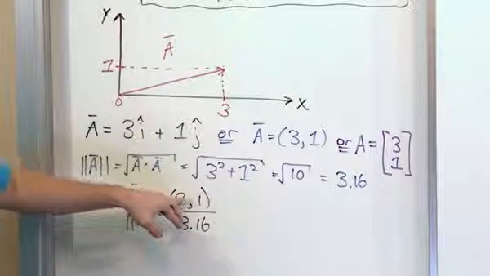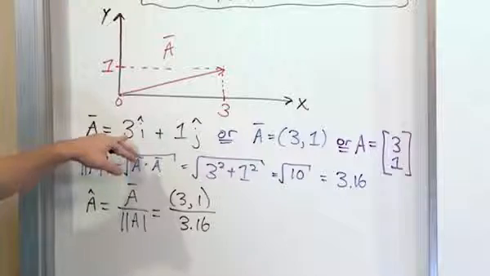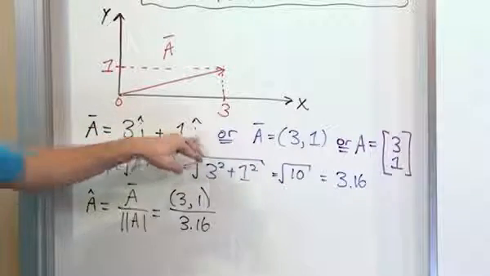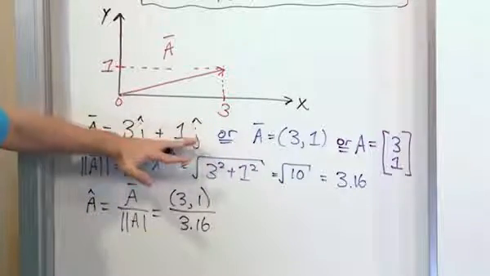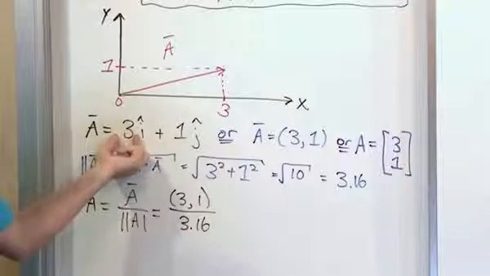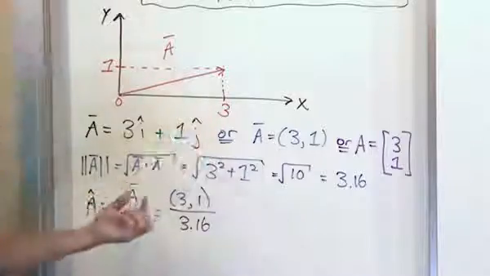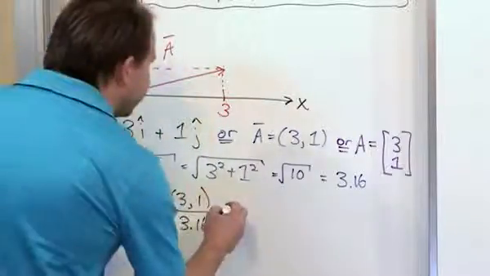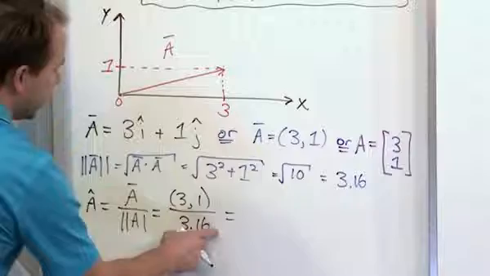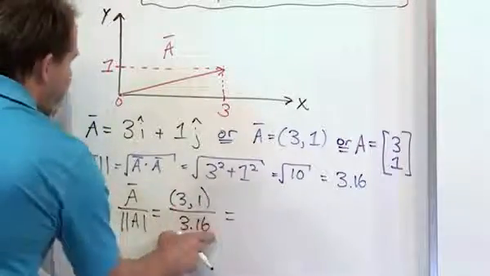Don't forget what (3, 1) is representing. It's representing 3i plus 1j. So if I divide this by a number, I'm going to divide this component and get a new x component, and I'm going to divide the y component and get a new y component. So the short answer is you take the 3 and you divide it by the bottom, and then separately you take the 1 and you divide it by the bottom.